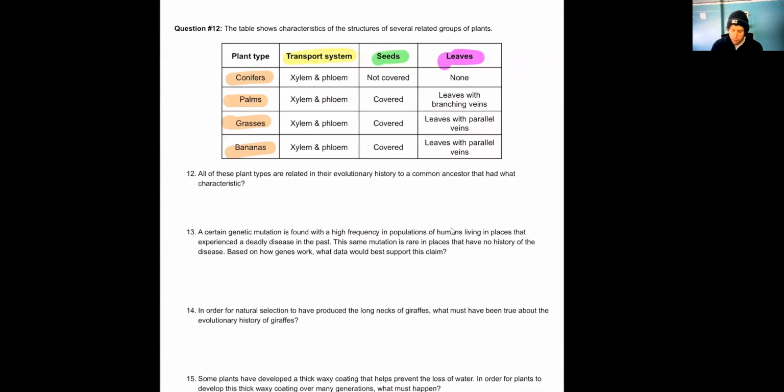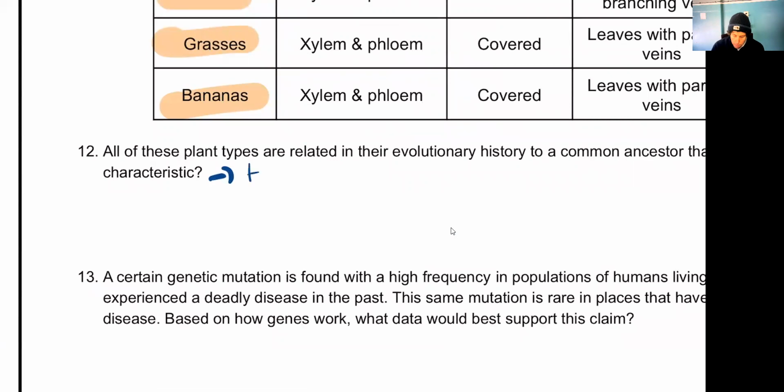So we're trying to see what would maybe show that they're related to each other. Question 12 reads, all of these plants are related in their evolutionary history to a common ancestor that had what characteristic? So we're going to look at the table and try to find something that they all have in common. What is one structure that they all share to show that they have an evolutionary history? We're going to try to find what's called a homologous structure, something that they all share.